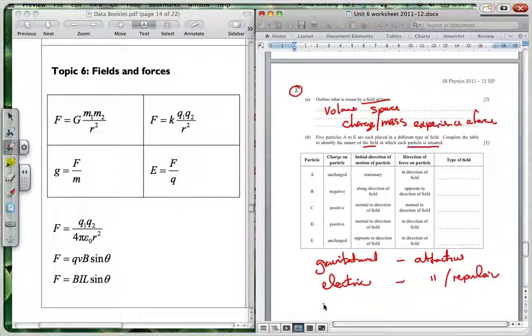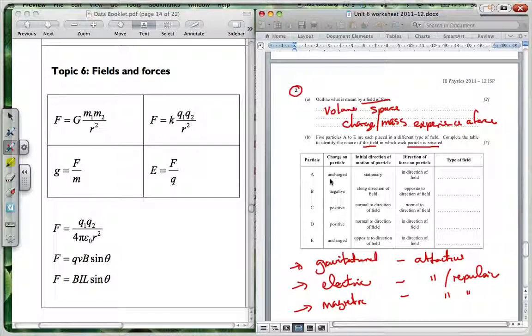And you've got your magnetic field, and this can also be, again, attractive or repulsive depending on both the charge and the direction of the charged particle. Here it's depending on the charges, and here it's always attractive. So let's have a look.